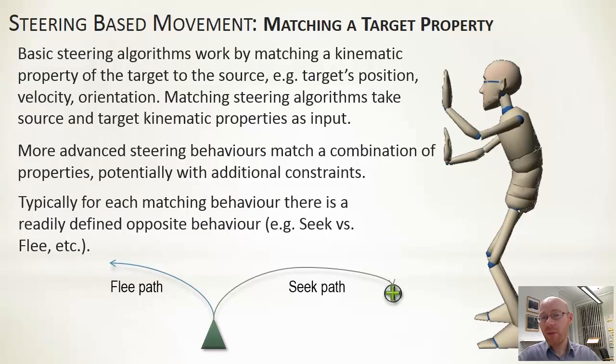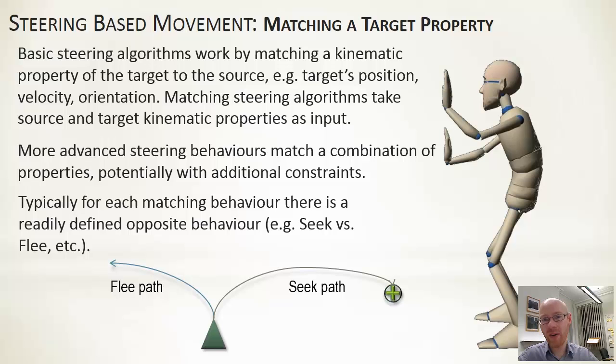More generally, steering algorithms are all about matching a particular target property. So I could try to match a position, so I'm always trying to move to a certain position. I could try to match a velocity and try to move at the same speed. I could try to match an orientation. So steering algorithms are sort of defined on a matching basis.